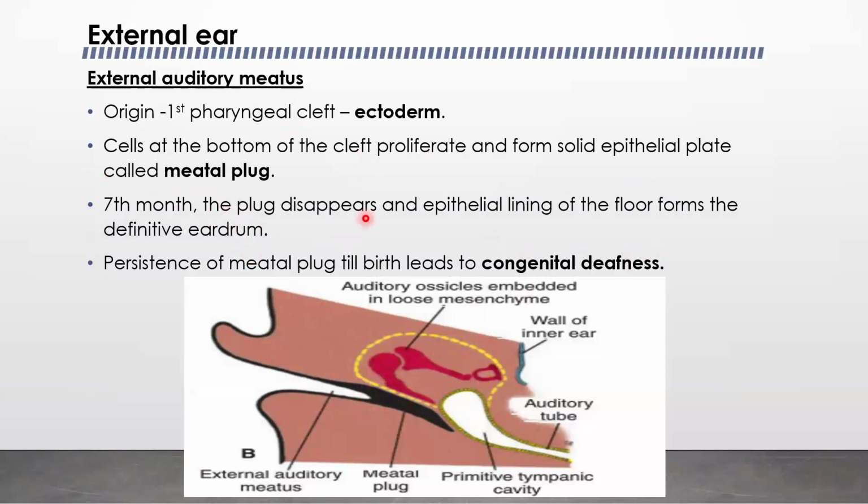So in the seventh month, the plug disappears and the epithelial lining of the floor gives us the definitive eardrum, or this external auditory meatus. Remember, the eardrum is also known as the tympanic membrane. So the tympanic membrane will be formed at this point.